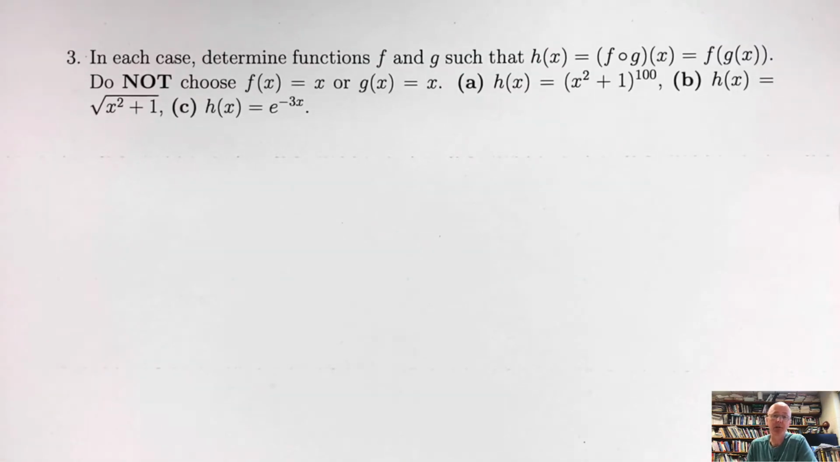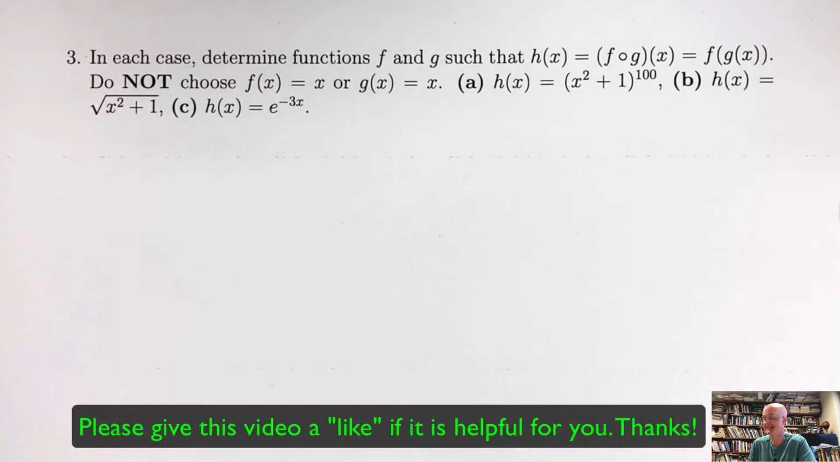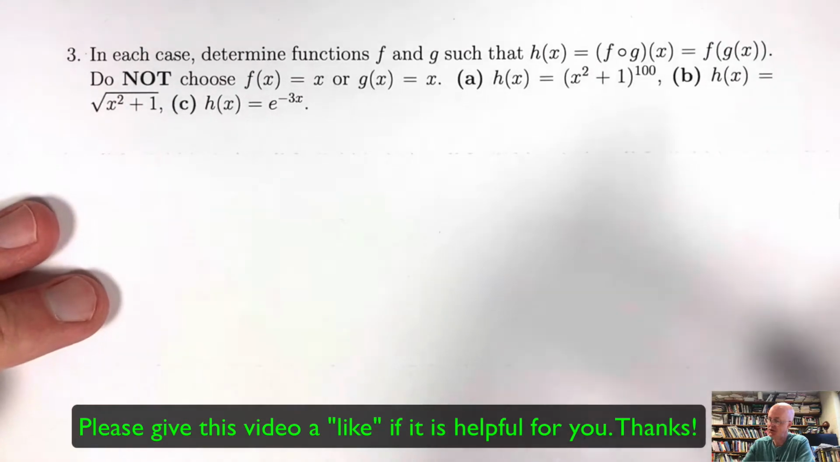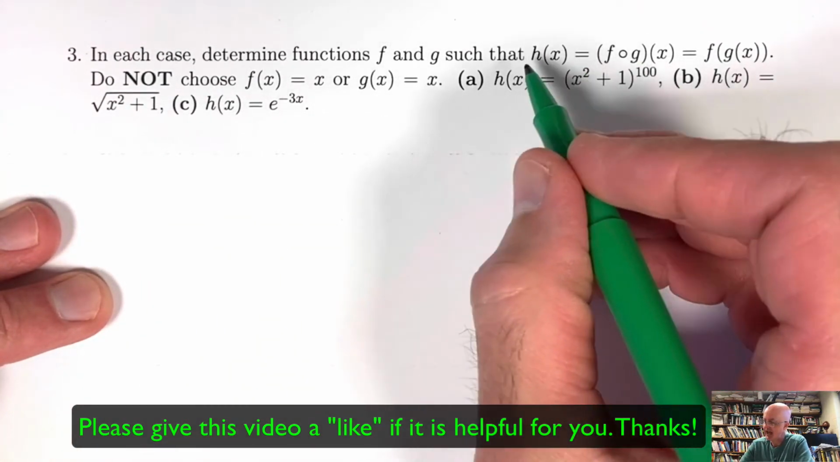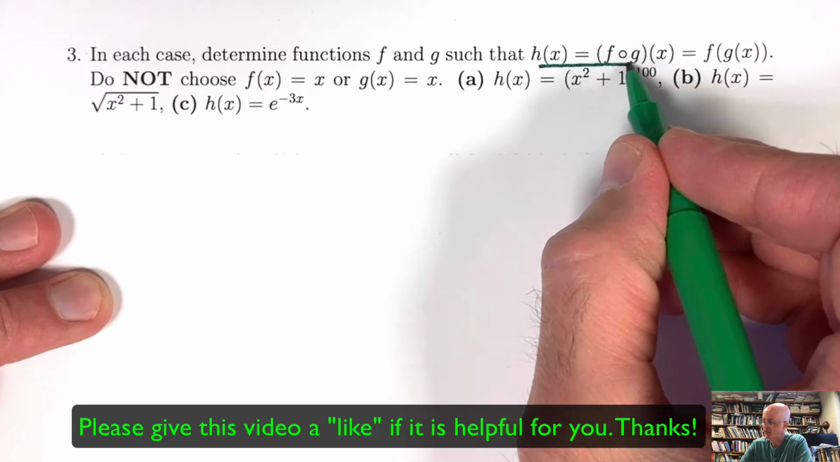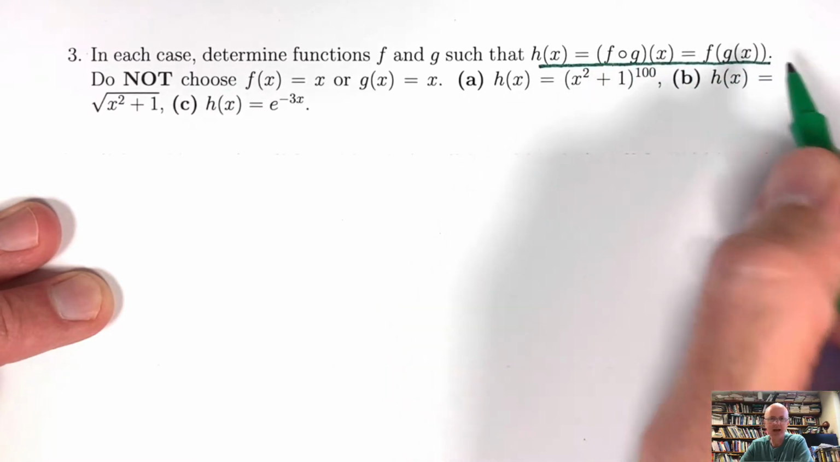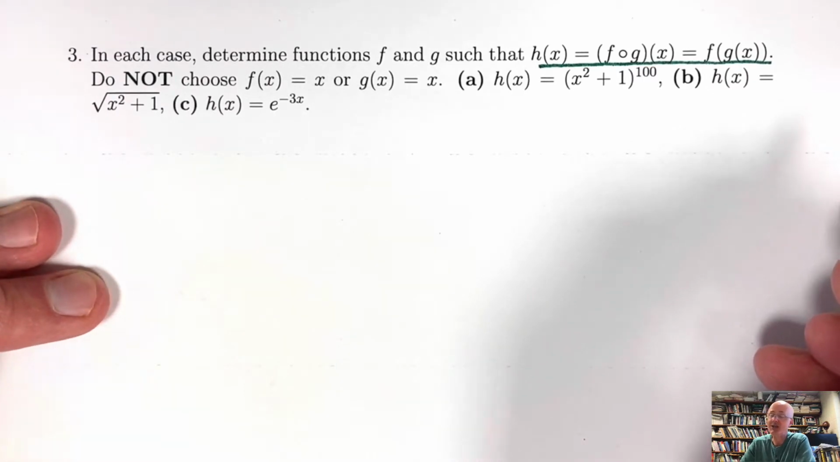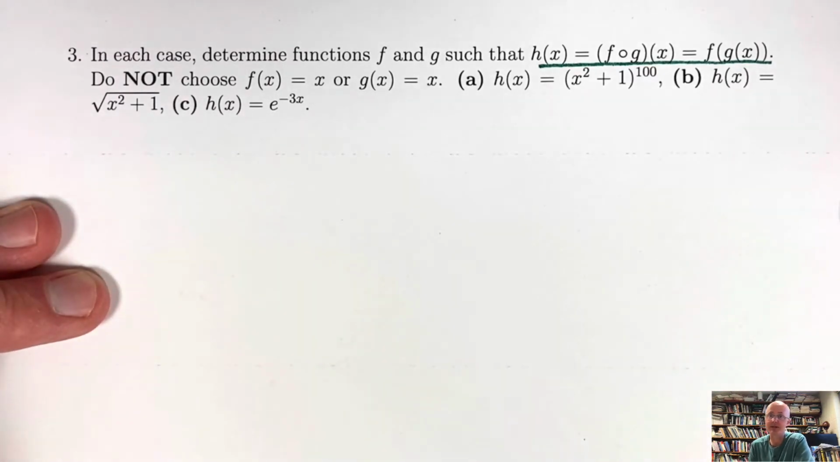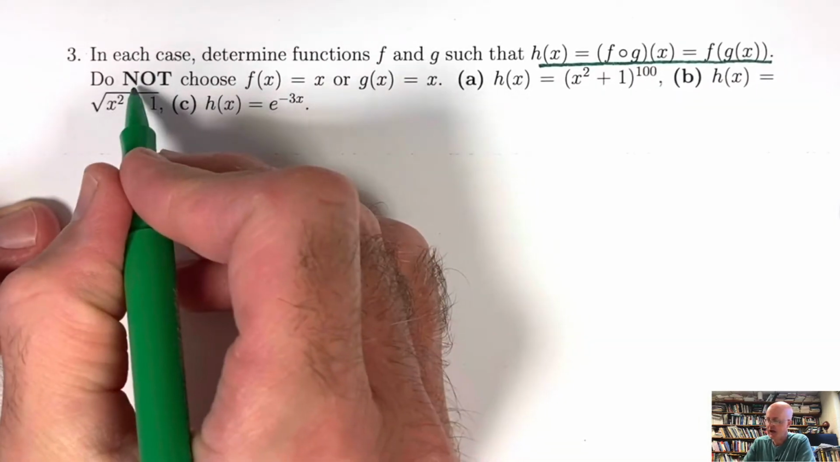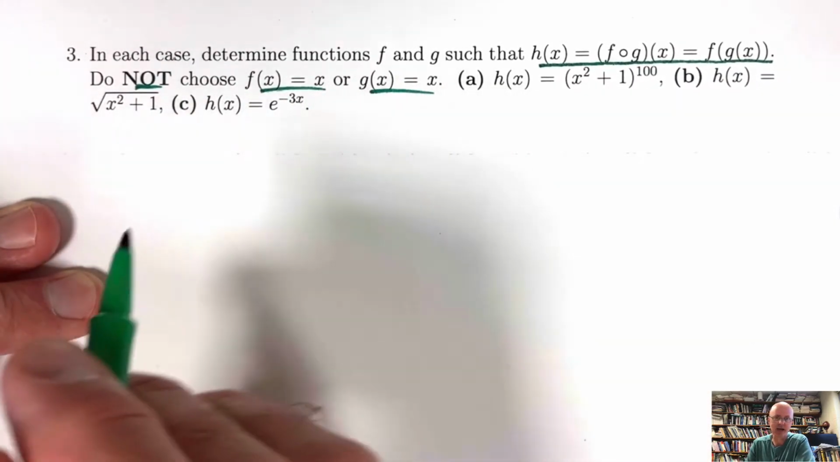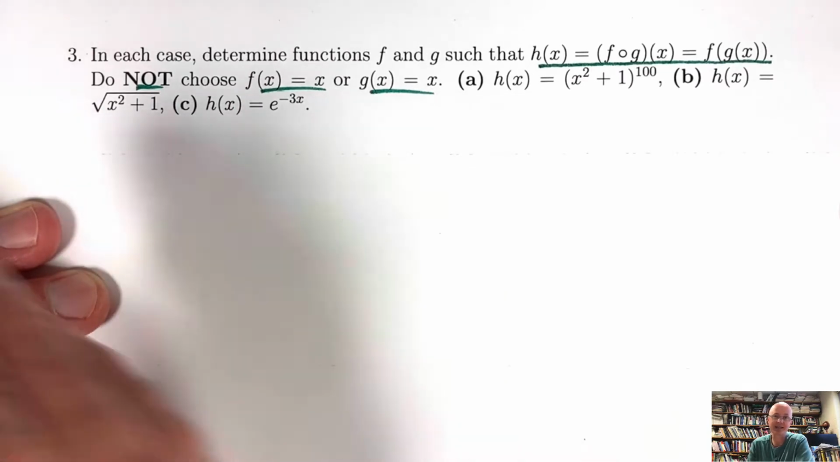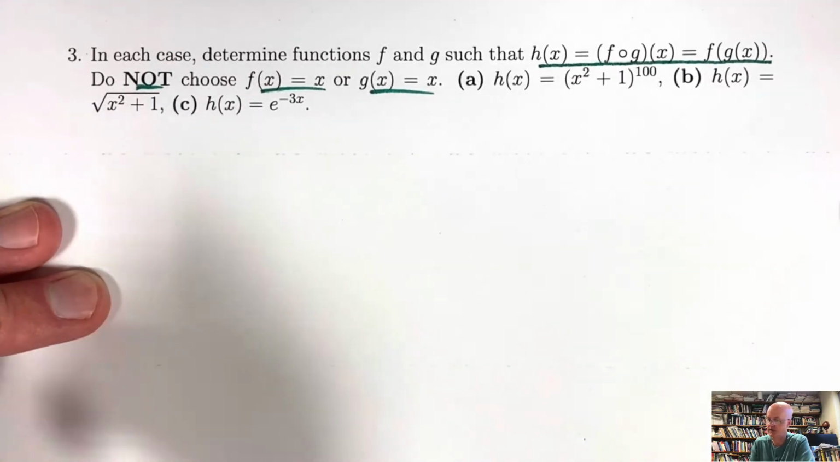While number 2 was a problem about function composition, number 3 is a problem about function decomposition, doing the opposite thing, essentially. Number 3, in each case, determine functions f and g such that h of x equals f composed g of x equals f of g of x. Why in the world would you want to do this? It's actually really, really important. In fact, you might say decomposition is a more important skill than composition. It comes up all the time in calculus when we need to use something called the chain rule. Do not choose the simplest case, f of x equals x or g of x equals x, because then you're not really doing anything that's going to be helpful for the chain rule, for example.